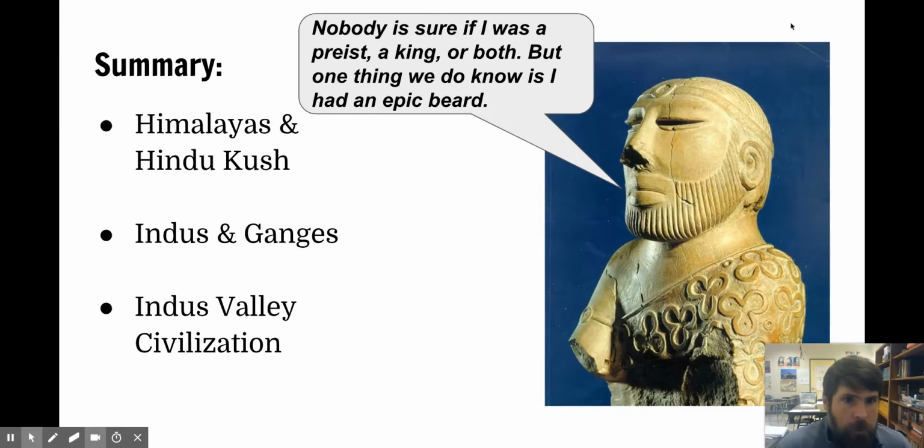So to summarize, we didn't go into a whole lot of detail, but we talked about the geography of India. We talked about the mountain ranges of the Himalayas and the Hindu Kush. We talked about the rivers, the Indus and the Ganges, and how they led to agriculture in India. And then we talked about the Indus Valley civilization, a mysterious civilization that we know about primarily through archaeology.